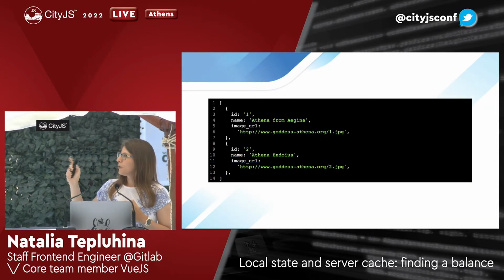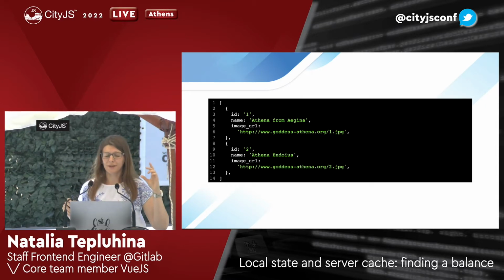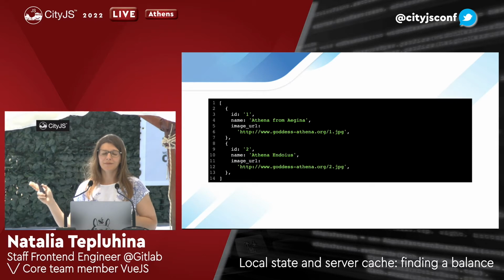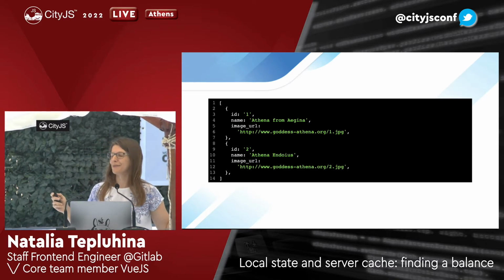Now we want to go to a separate page with Athena. And on the main page, we fetch a short list, just 3 fields: ID, image URL, and name. The wind adds some dramatic effect to my talk.